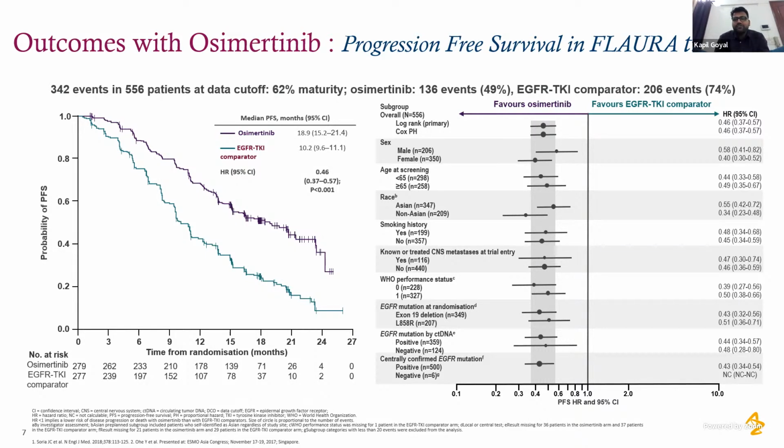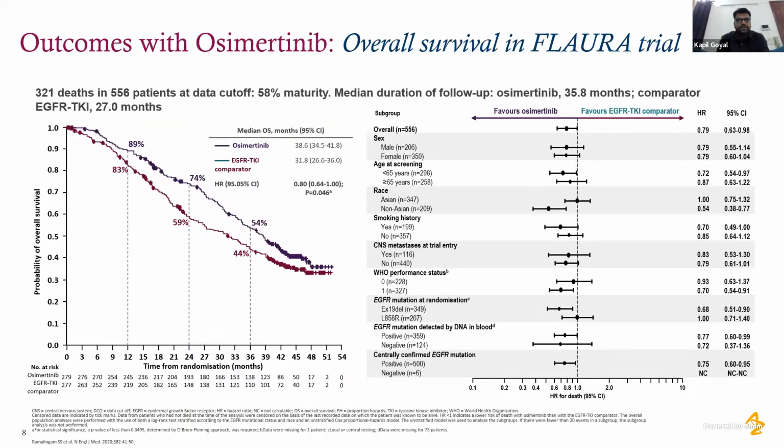If we look at the forest plot of this trial, we see that irrespective of sex, age, race, smoking history, presence of CNS metastasis, performance status, and EGFR mutation, the benefit is maintained across all subgroups. Stable CNS metastases were also allowed in this trial.